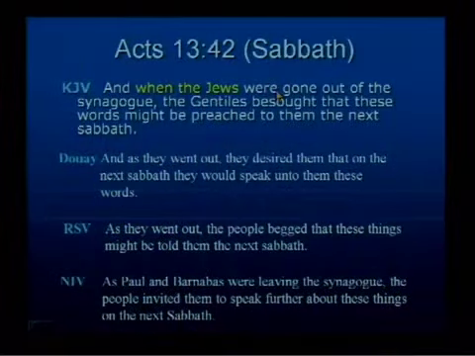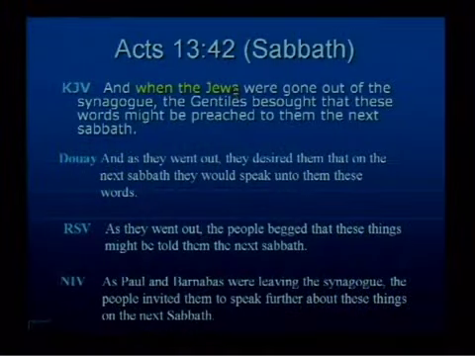You see, in the King James, it says, and when the Jews were gone out of the synagogue. What does that mean? It means that he was preaching to the Jews. And then the Gentiles came and said, will you preach this to us next Sabbath? That means that the Gentiles were willing to come on the Sabbath. Now, if you take the Jews out there, then it's not Saturday necessarily. If it's just they, it could be an ecumenical meeting, and Sabbath could then be any day. But linking it to the Jews, which day would it definitely be? Saturday.